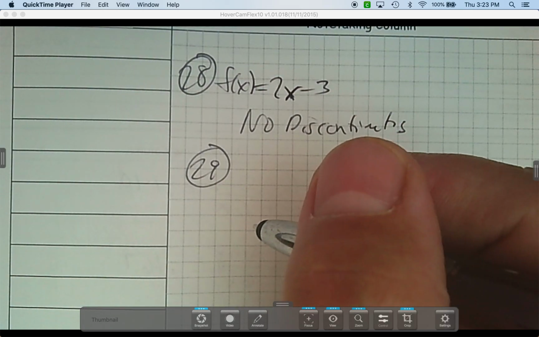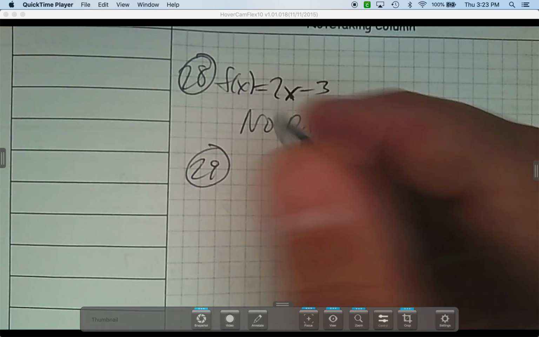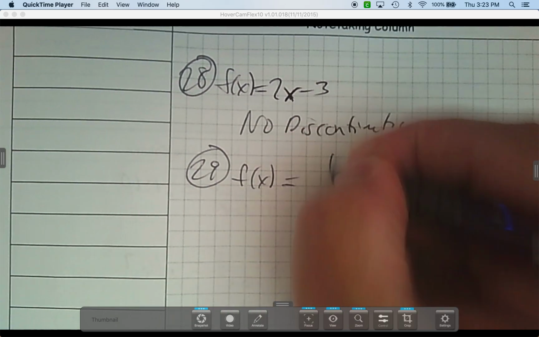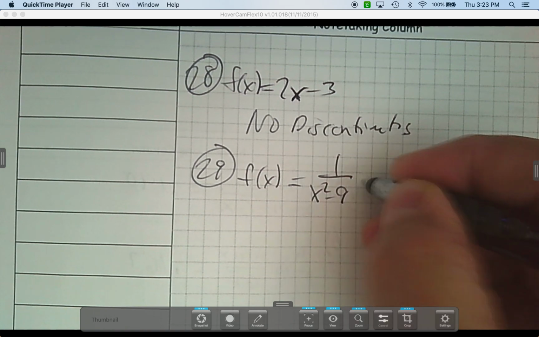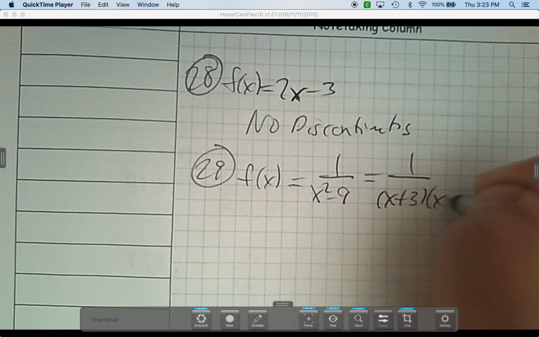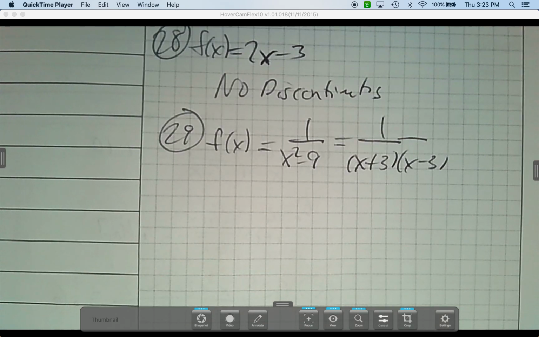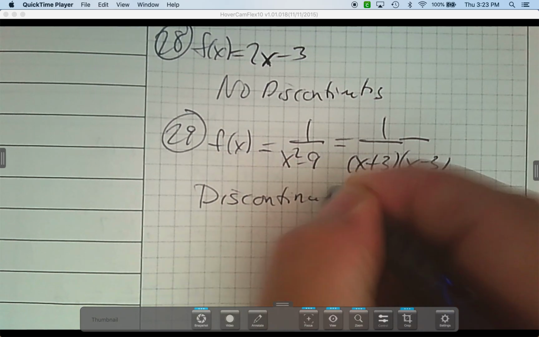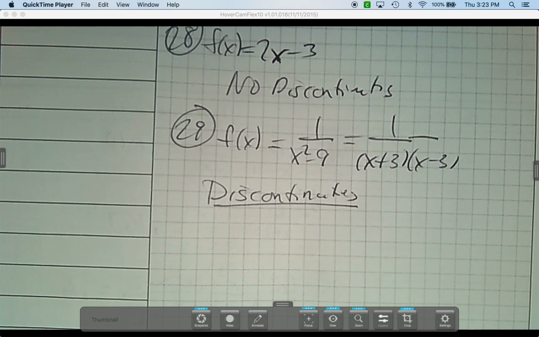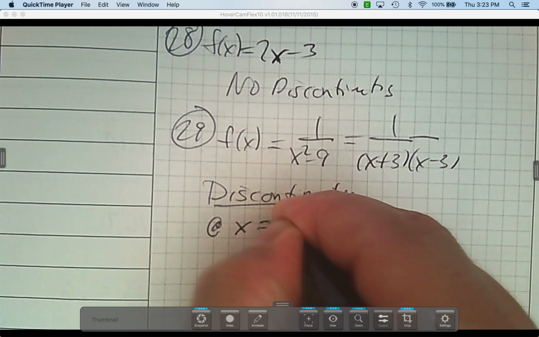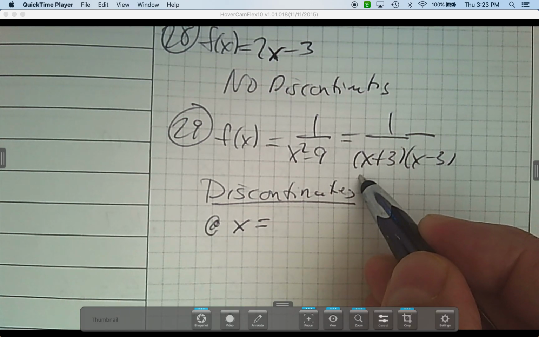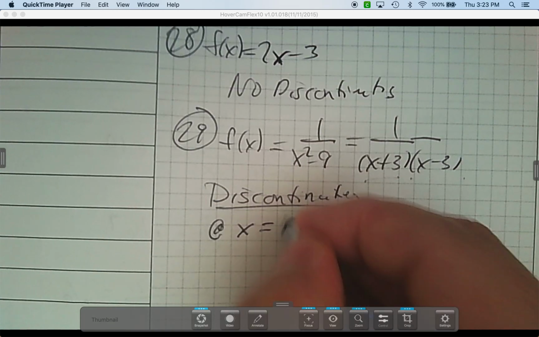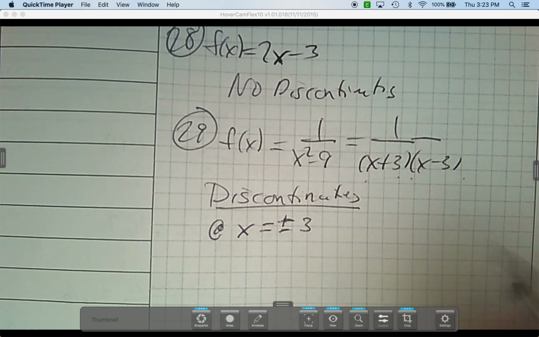29. We have a rational, so we have to look at it carefully. So for this one, I'm going to factor the denominator so I can see it clearly. So if I look at this, I can see clearly that there are two discontinuities. So I'm going to write that down. Where do I look to find it? In the denominator. What x values make it 0? Well, -3, +3, both are bad. Why? Both give you the answer 0. So at positive 3 and at -3 are discontinuities.